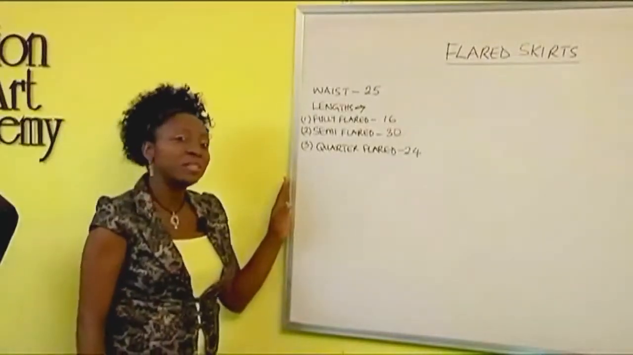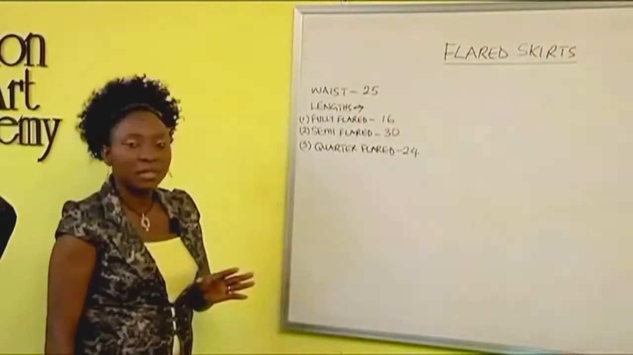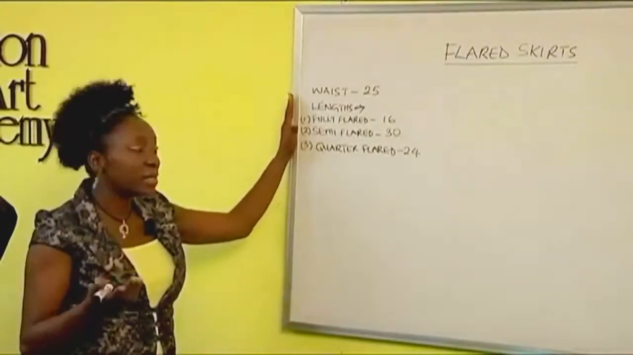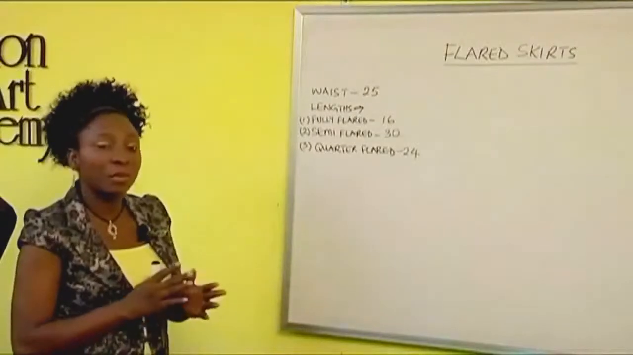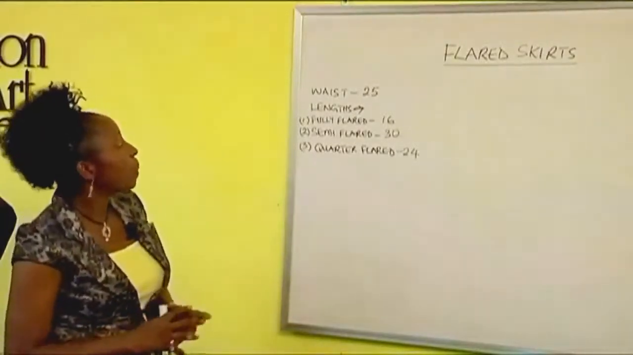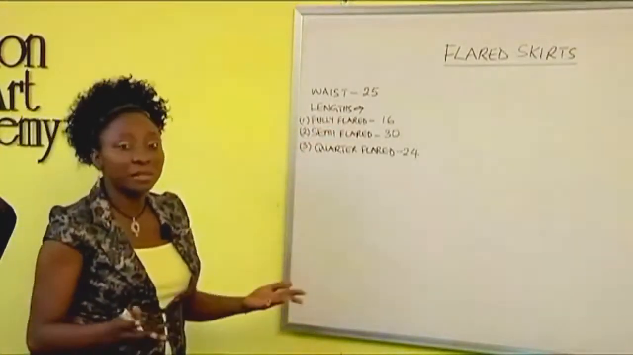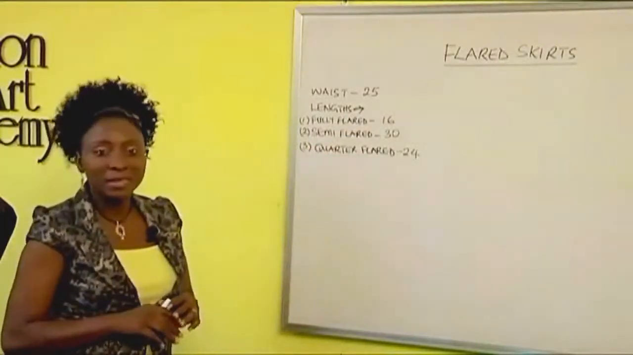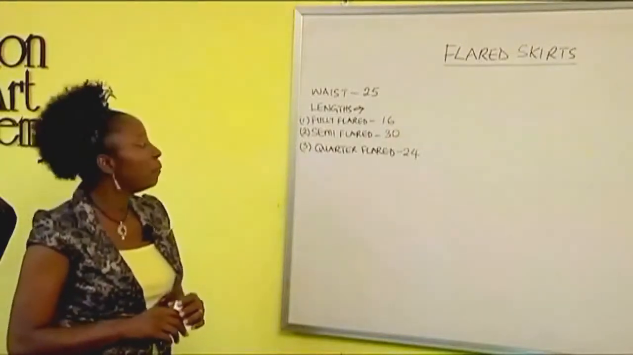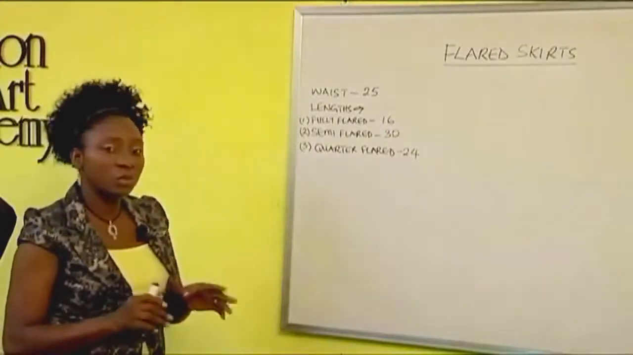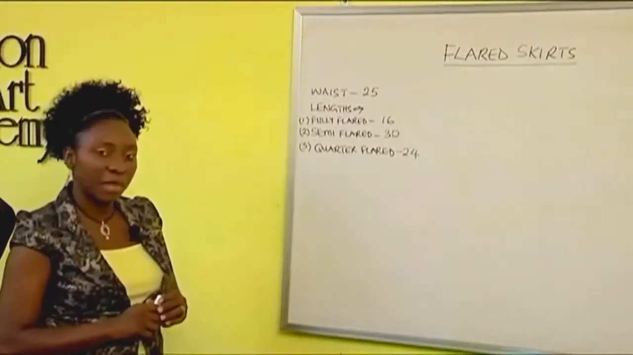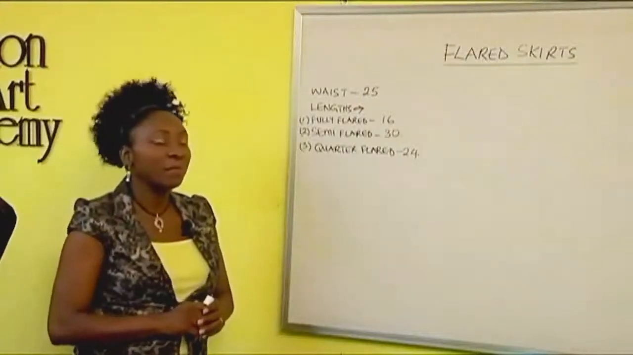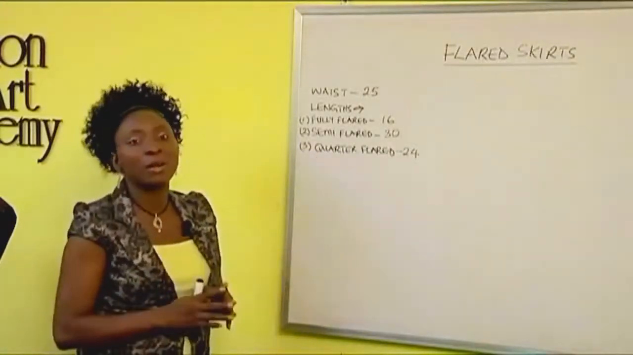These are the measurements we're going to use to make our skirts. We have the waist, which is a known measurement. Our waist is 25 inches. Now we have three different lengths here to practice with. For the fully flared we're going to use a mini length, which is 16 inches. Then the semi-flared length is going to be quite long, so we're going to use 30 inches. For the quarter flared, we're going to use 24 inches. We have these varied lengths so that you can play around with them.